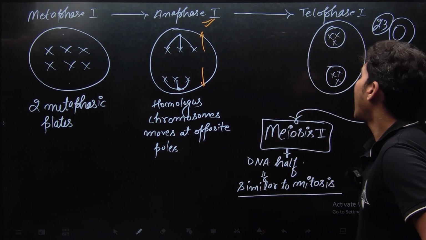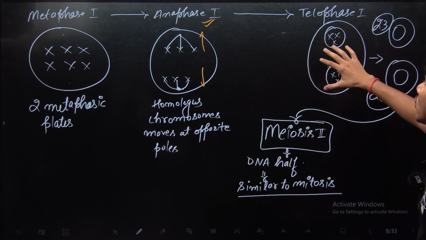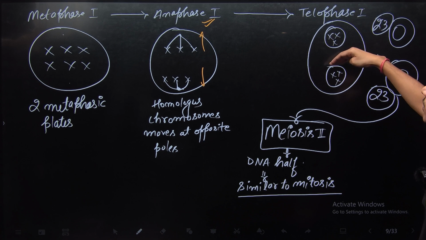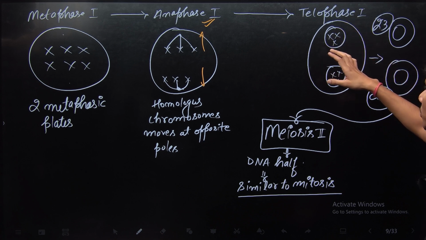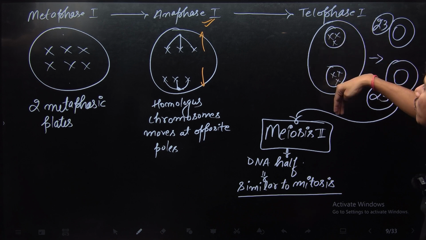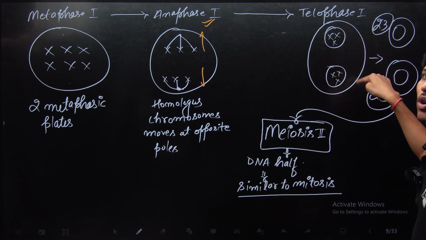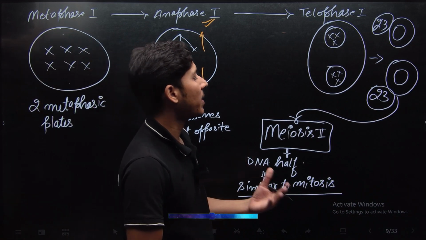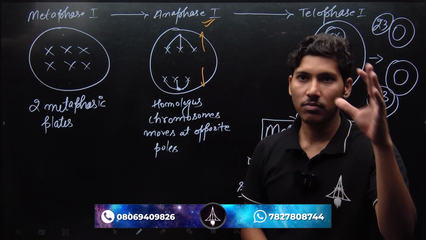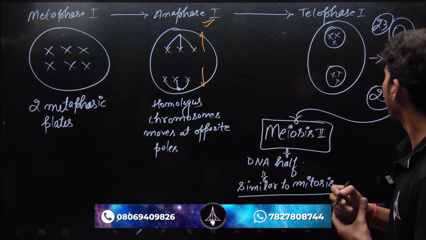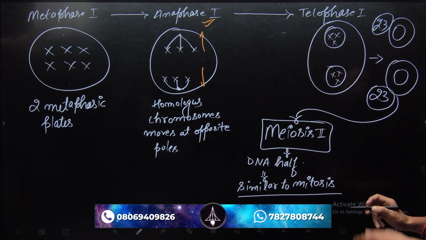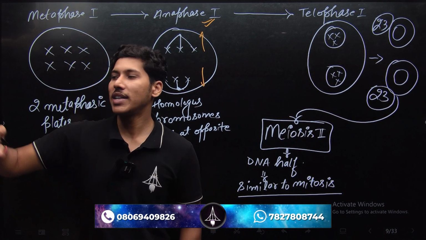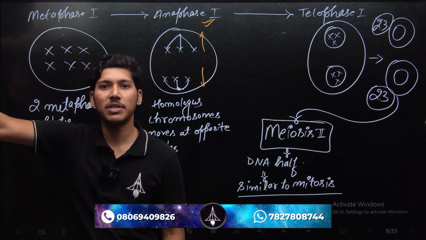Okay, and then in telophase 1, one chromosome of each pair of homologous chromosomes has moved to the opposite poles and a nuclear membrane forms on them. Okay, nuclear membrane forms on them. Clear? Now the chromosome number has been halved from 46 chromosomes, let's say in humans, to 23 present now in one cell.